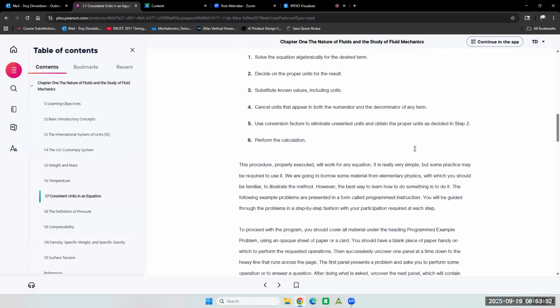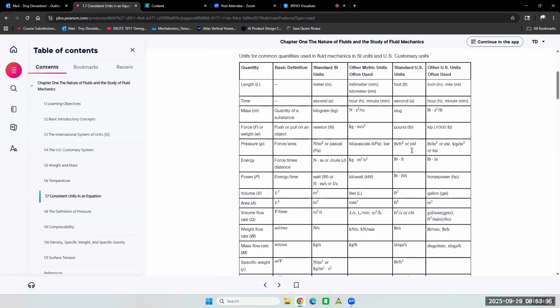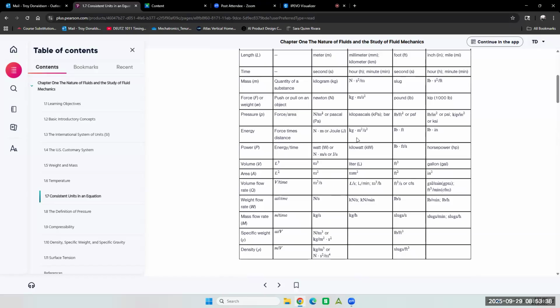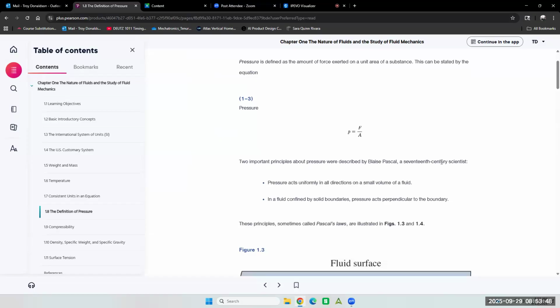It's pretty handy. And I'm glad the book has it. Statics book has it really good. The previous fluids book had nothing. It was terrible. So that's pretty handy. All right, let's talk about pressure. That's the one I want to get to today.